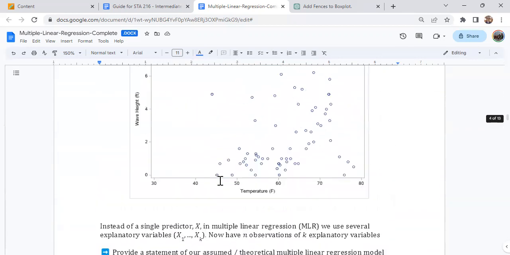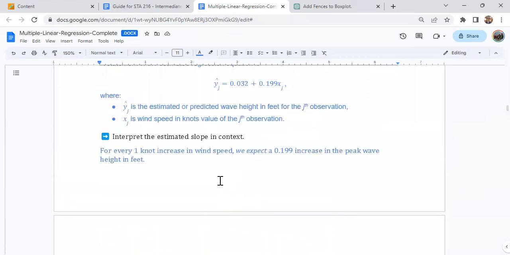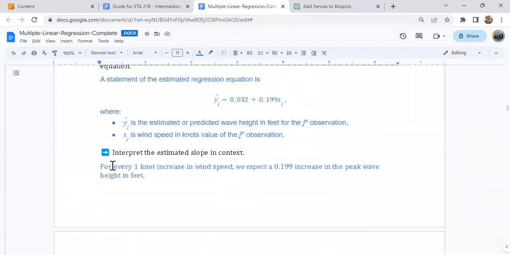Before, we interpreted the slope as saying for every 1 knot increase in wind speed, we expect this much of an increase in the wave height. The interpretation is very similar now for multiple linear regression. We have to change the number based on the new estimate, but the phrasing is nearly the same, except there's a key difference.